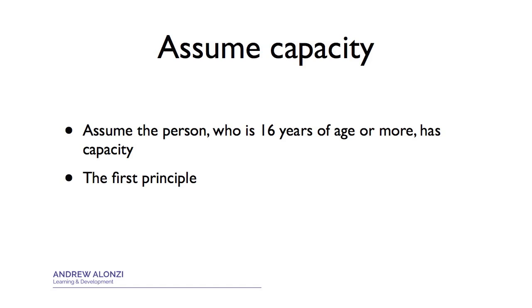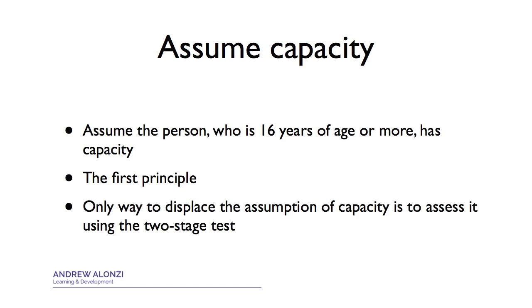The assumption of capacity means that the only way to displace it is to assess the person's capacity using the two-stage test. We'll look at the two-stage test in a moment. The burden lies upon you to prove that a person lacks capacity. It is not for a person to prove that she has capacity, which is in keeping with the assumption.